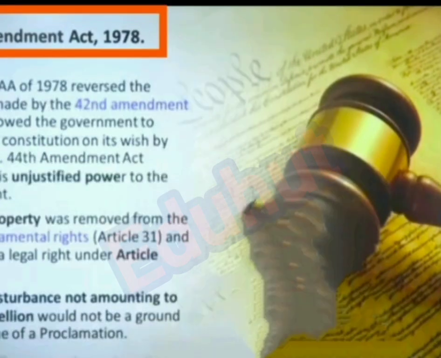44th Amendment Act 1978. The 44th Amendment Act of 1978 reversed the provision made by the 42nd Amendment Act that allowed the government to amend the Constitution at its wish by Article 368. The 44th Amendment Act nullified this unjustified power of the government. Right to property was removed from the list of fundamental rights and was made a legal right under Article 300A. Internal disturbance not amounting to armed rebellion would not be a ground for the issue of the proclamation.